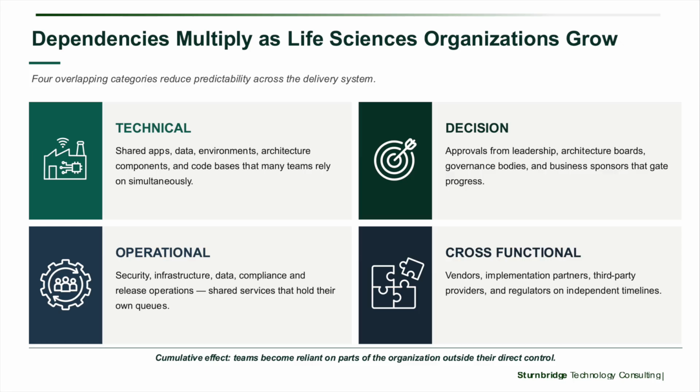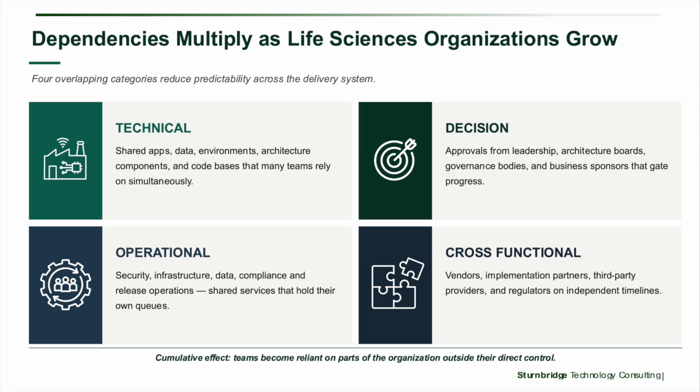The third category is operational dependency. Shared services often control key parts of the delivery path. Examples include infrastructure teams, data platform teams, compliance functions, and testing support. If 5 programs are drawing on the same shared service group, the pace of delivery depends on more than sprint discipline. The fourth category is cross-functional dependency. External and adjacent groups often move on timelines that the team cannot directly control.